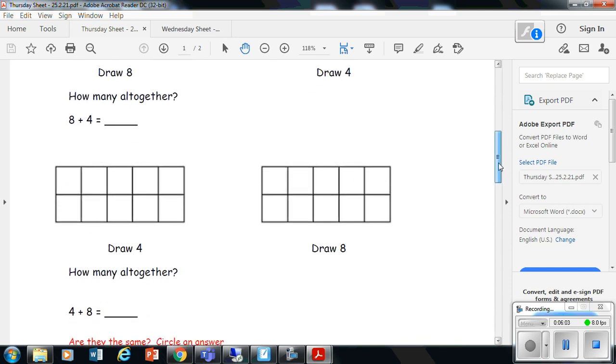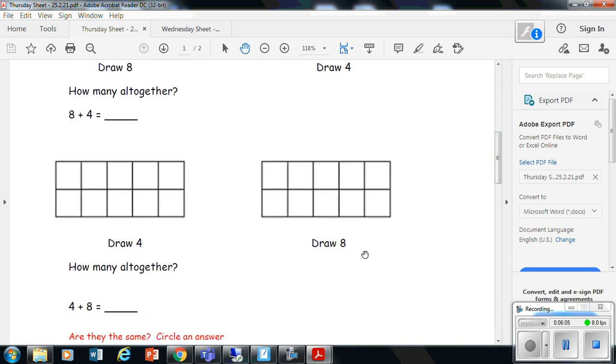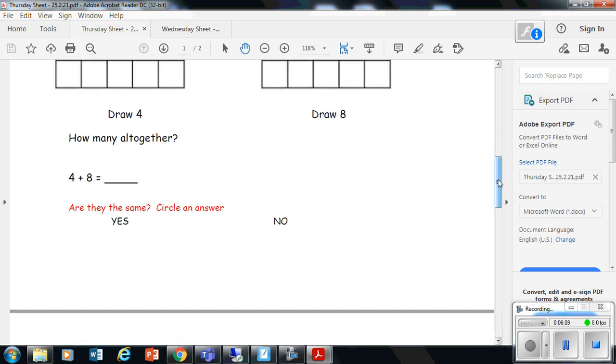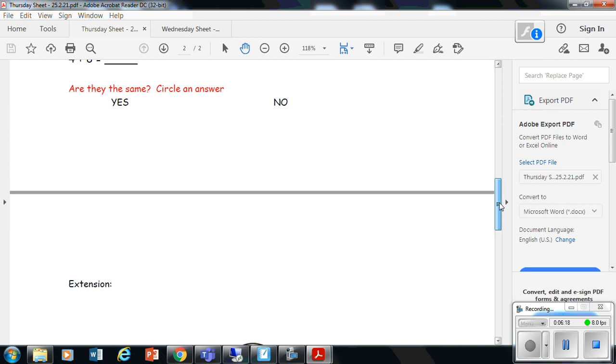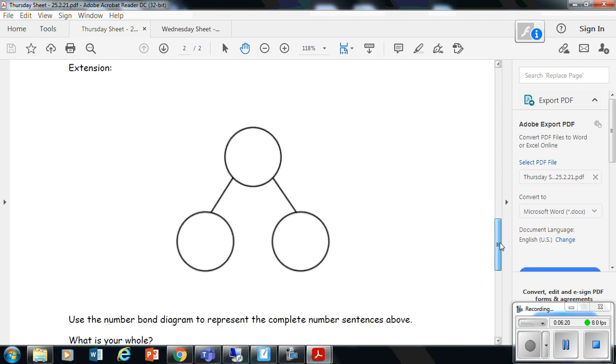And then in the second set, you're drawing your 4 and your 8, and you're showing me that it makes the same answer. All you're doing is telling me, are they the same? You're circling yes or no. Okay, and I've got a little extension challenge for you as well.